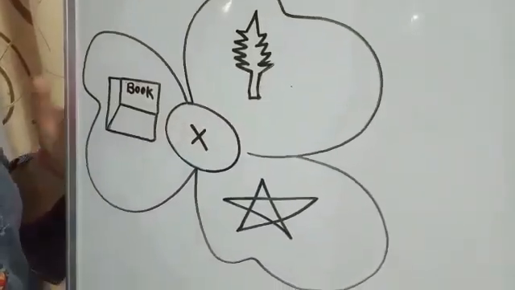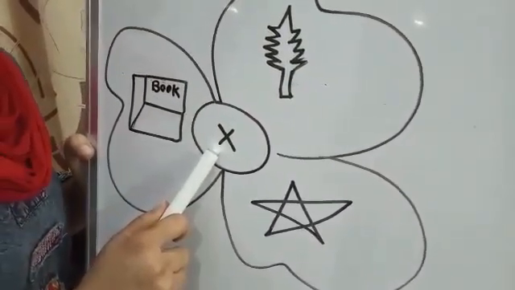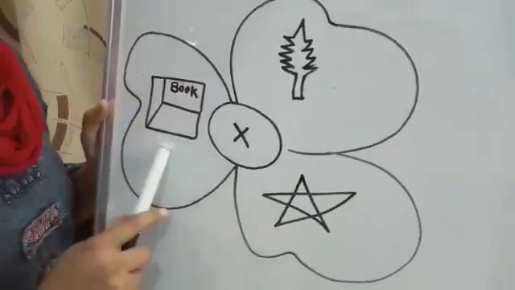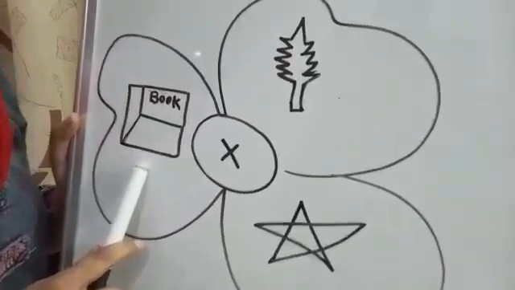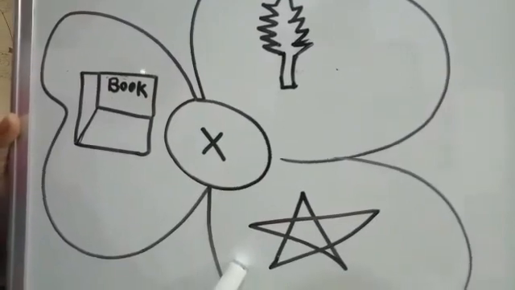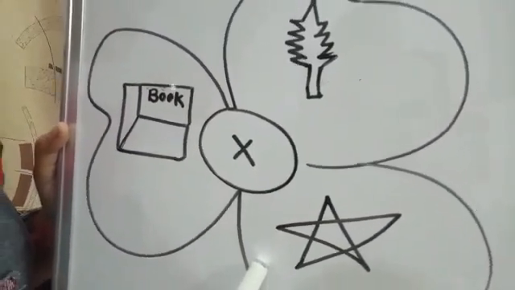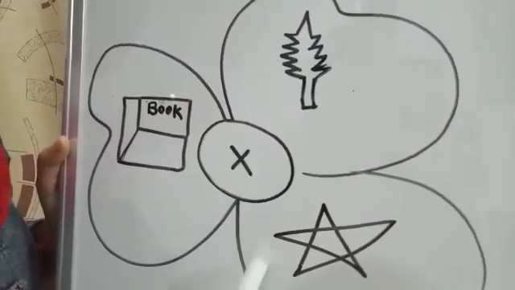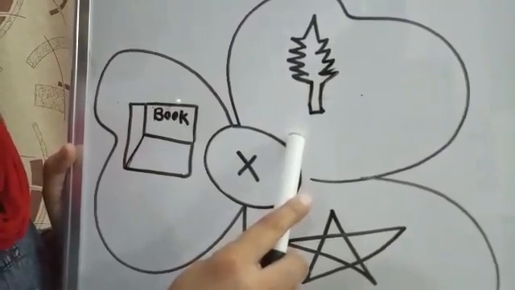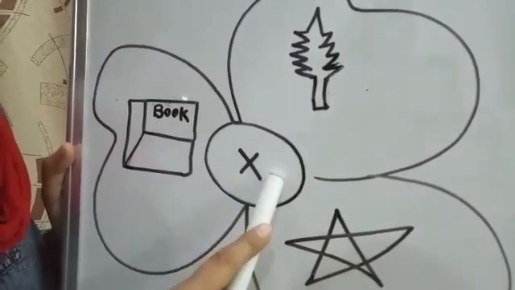Next one is, what is the phonic sound of this? Yes, X. Now tell me, book. What is the phonic sound of book? B, book. What is this? Yes, your favorite, star. What is the phonic sound of star? S. What is this? Yes, this is Xmas tree, and Xmas tree belongs to X sound, right?